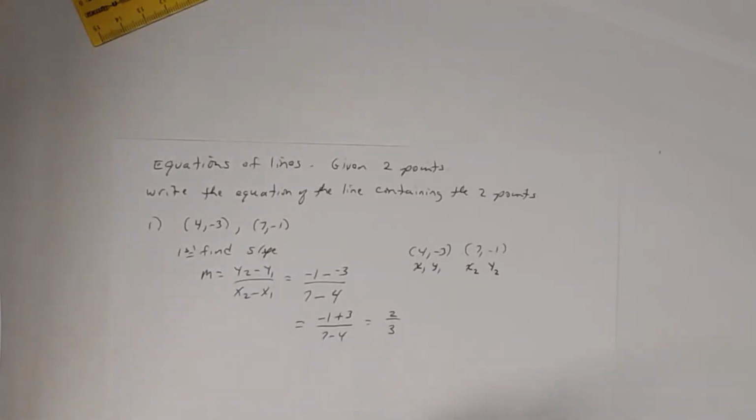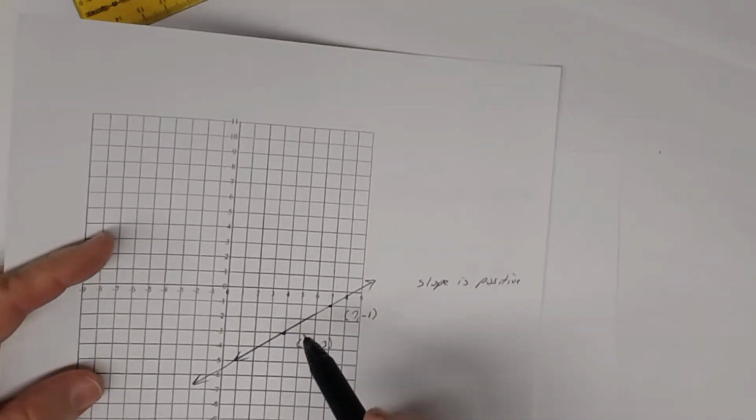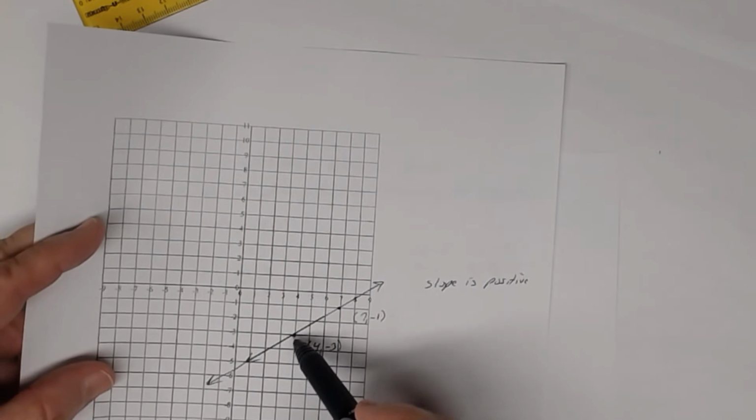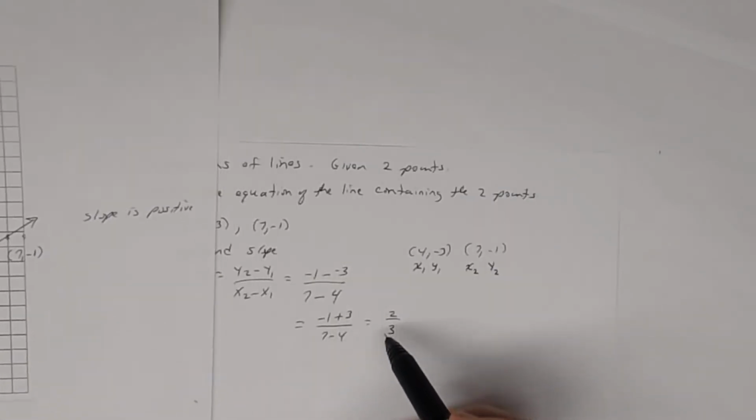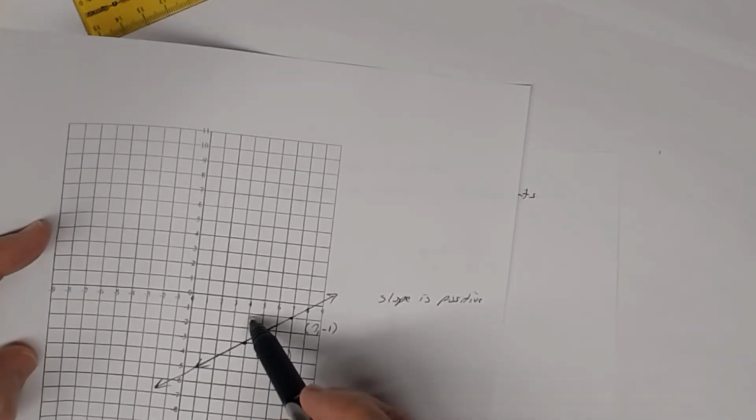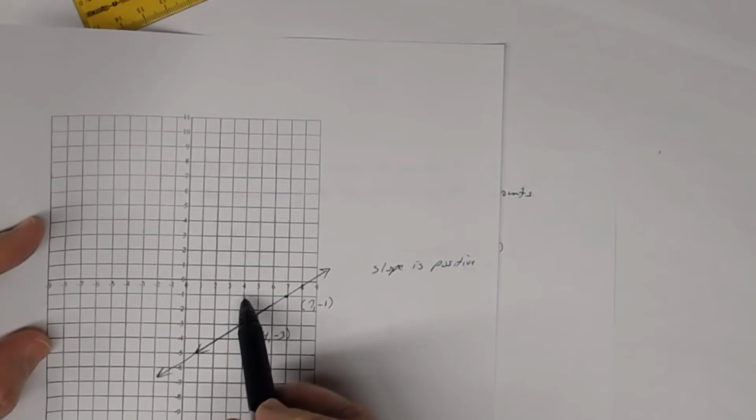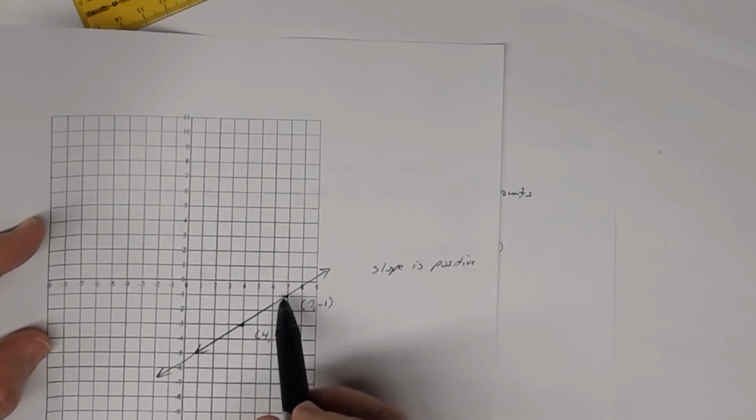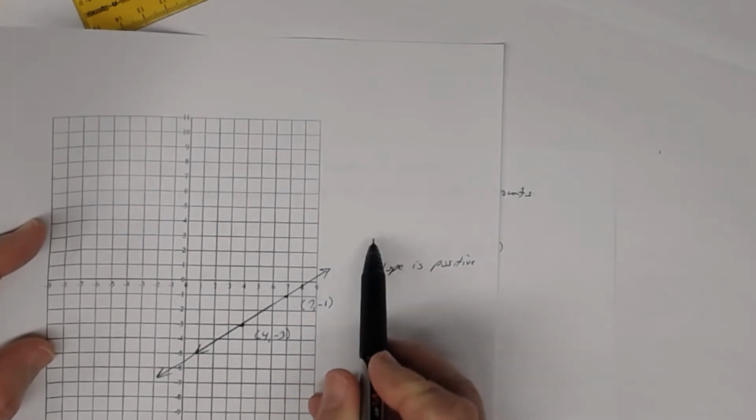Basically what that means is, I remember rise over run. So if I start, let's say, with this point here, rise is positive, run's positive. So I go up 2, to the right 3. I'll get another point on the graph. See right here? Go up 2, 1, 2, to the right 3, 1, 2, 3. Up 2, to the right 3, and so on.